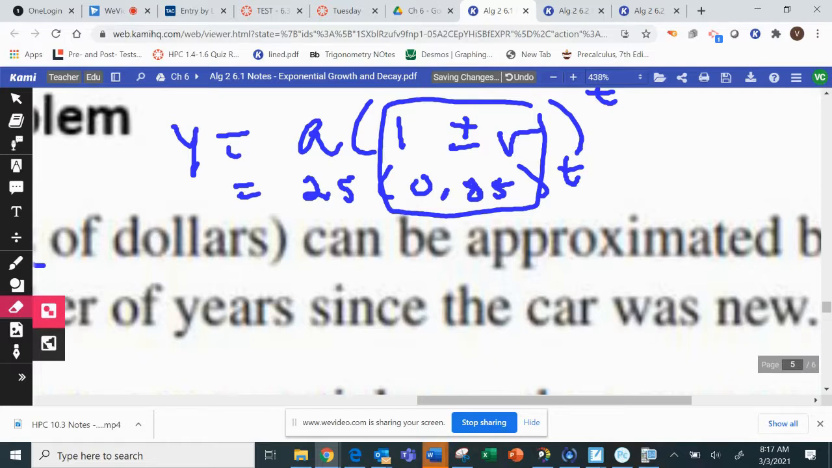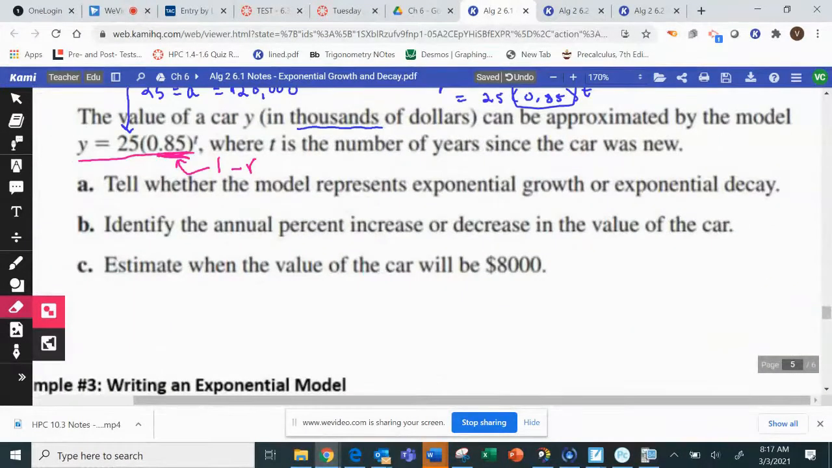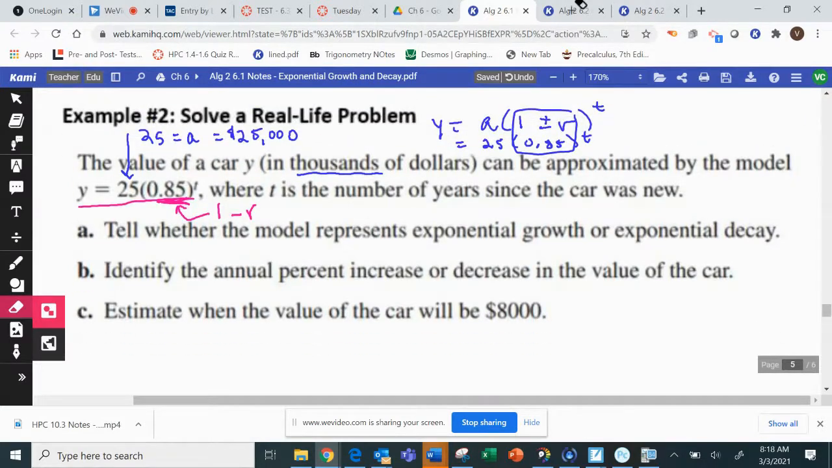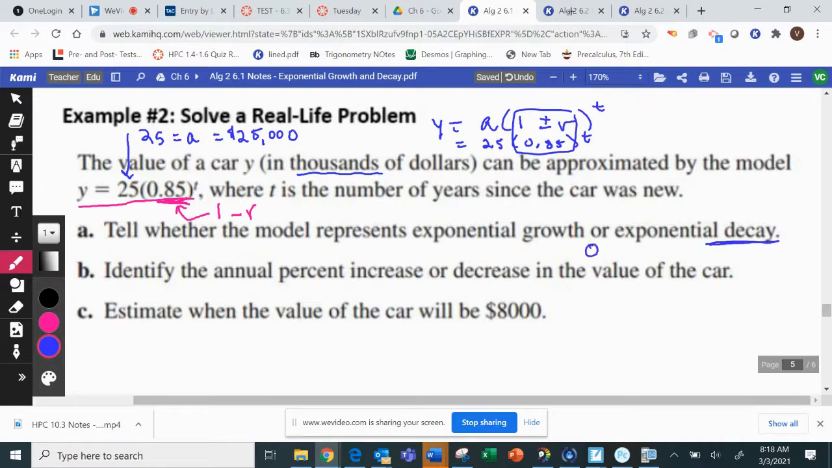So now I'm going to ask that question again because I know you can answer it. Is this going to be exponential growth or exponential decay according to the model? It is decay. And we can tell that because 0.85 is less than 1, but greater than 0.